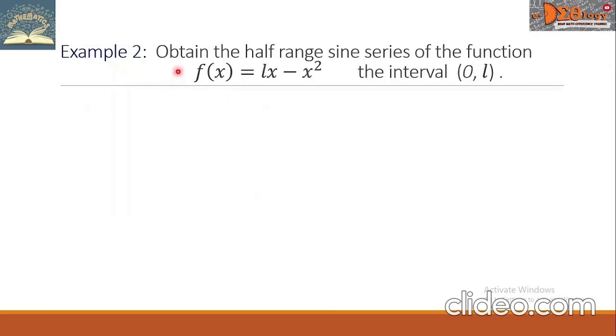Example 2. Obtain the half-range sine series of the function f of x equals Lx minus x squared in the interval from 0 to L.